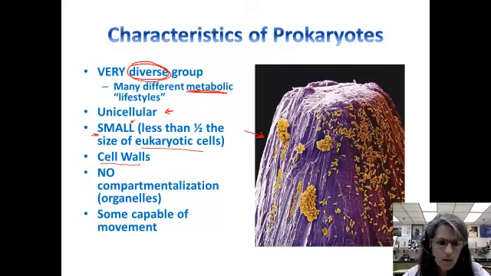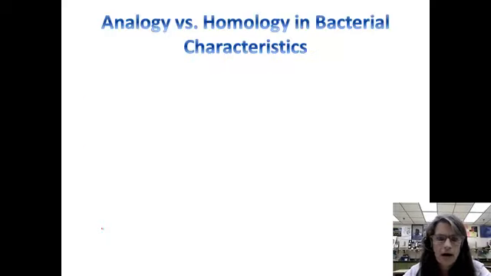They do have cell walls. They do not have compartmentalization. Remember, no compartments, no organelles, no Golgi apparatus, no ER, no nucleus, things like that. Some bacteria are capable of movement, some are not. Speaking of movement, let me talk with you a brief bit about some structures in bacteria and those in eukaryotes.